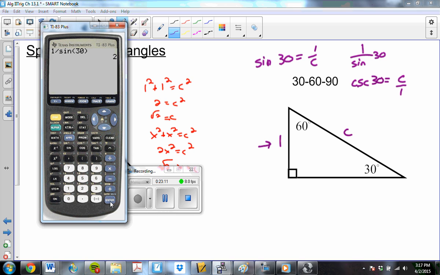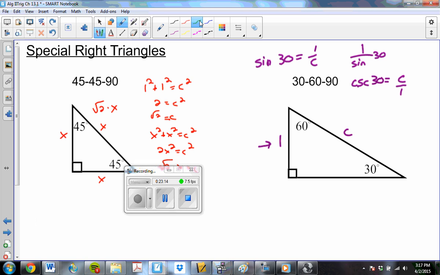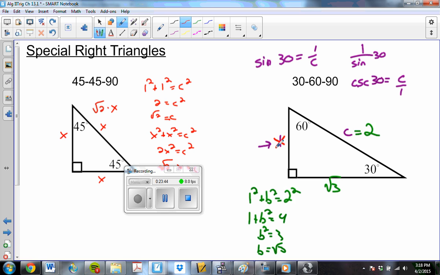That's 2. In a 30, 60, 90 right triangle, the hypotenuse is twice as big as the short leg, the leg that's opposite the 30. So if this is 1, this is 2, and I do some Pythag, 1 squared plus b squared equals 2 squared. So 1 plus b squared equals 4. So b squared equals 3, and b is root 3. So this length right here would be root 3. And if instead of calling this length 1, I call this length x, this would be 2x, and this would be root 3 times x. We're going to come back and talk about those a ton in trig. They come up all over the place, and they're very useful.